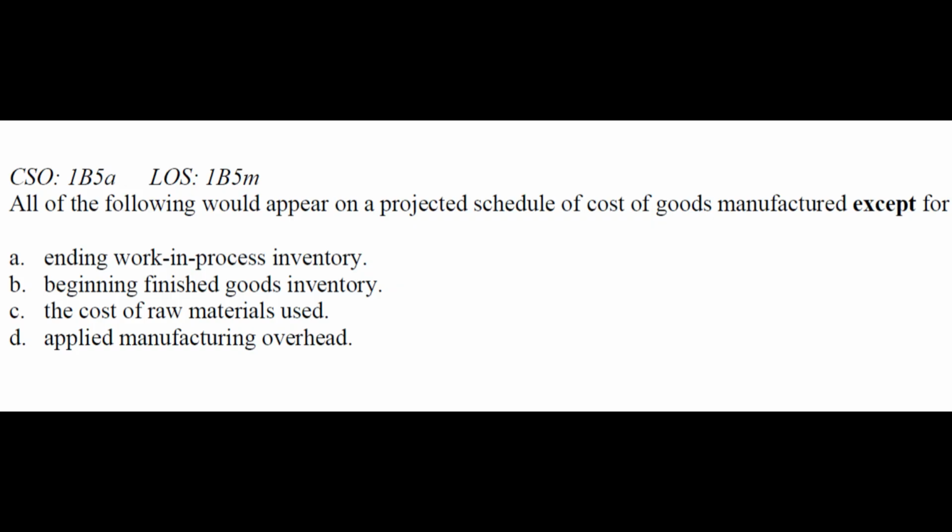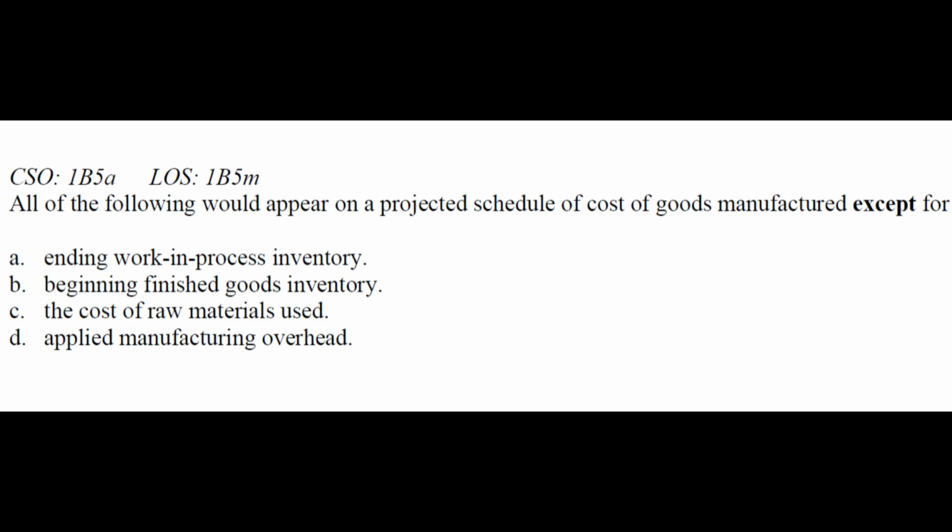A. Ending work in process inventory. Incorrect. Ending WIP inventory is deducted when calculating cost of goods manufactured, so it appears on the schedule. B. Beginning finished goods inventory. Correct. Beginning finished goods inventory does not appear on the Schedule of Cost of Goods Manufactured.